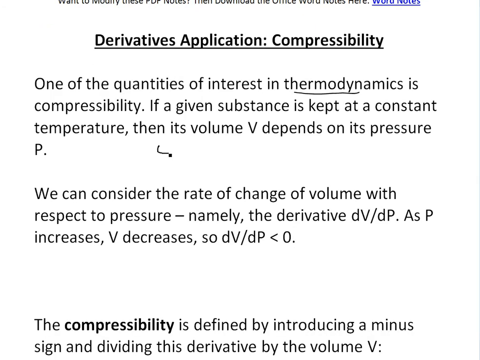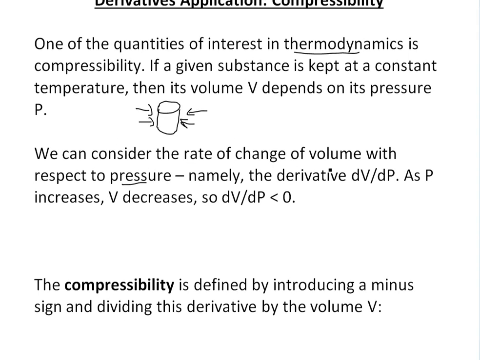You could think about something like a cylinder: as you apply pressure, the volume is going to change. It's actually going to decrease. So consider the rate of change of volume with respect to pressure. We keep the temperature constant, because the higher the temperature, the more the volume expands. But if we have the same temperature, then we just consider the rate of volume change with pressure, the derivative dV over dP. As the pressure increases, volume decreases.